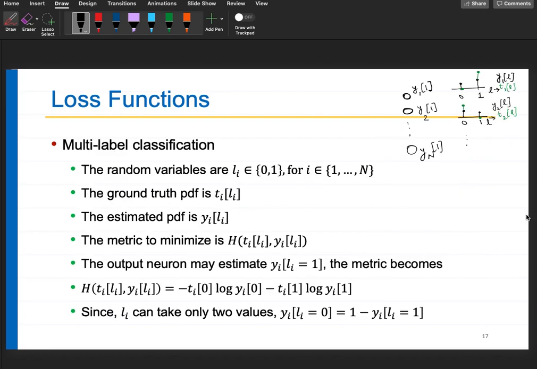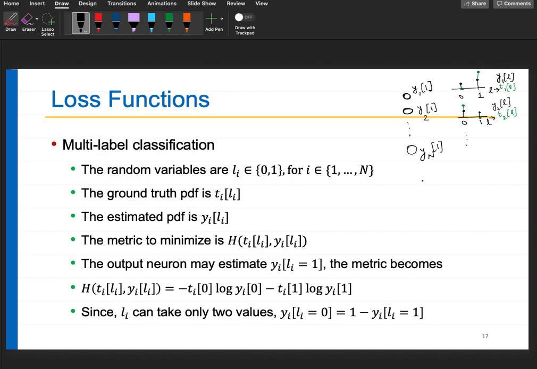Next is multi-label classification. In this problem, I have a single random variable. So the output of the neural network is, let's say, these y's, but their summation is not equal to 1, right?